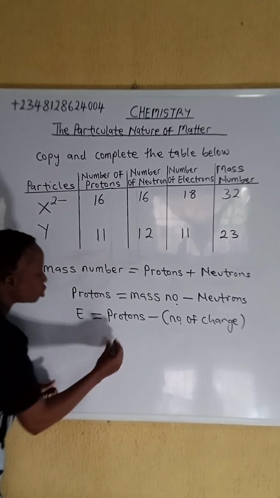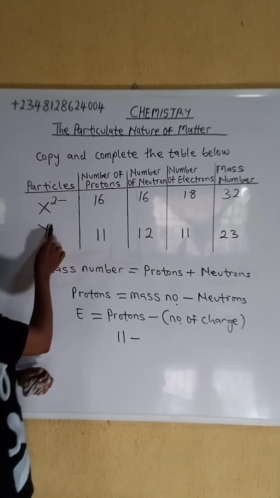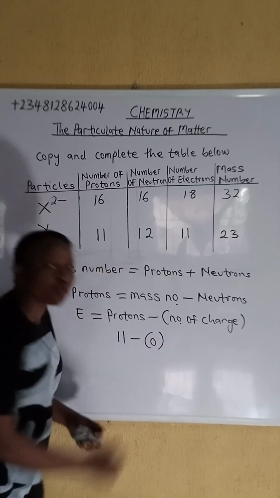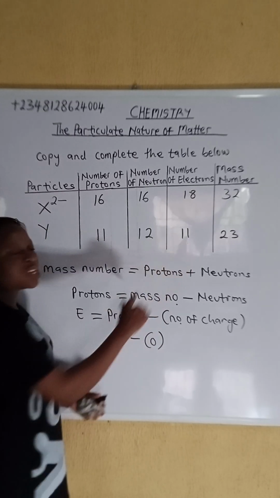If you apply the formula method, electron equal to 11 minus the number of charge. You can see that it has no charge. It is neutral. So the charge will be equal to 0 because it is neutral. So 11 minus 0 will give us 11.